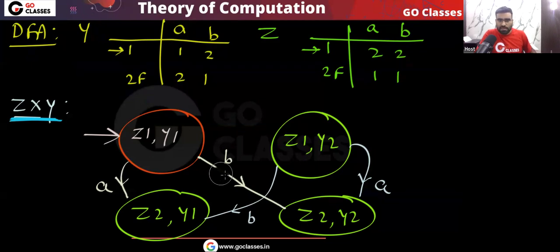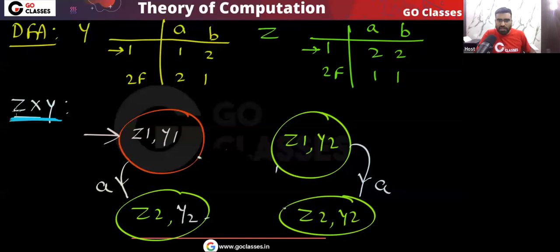Just to save effort, let me call it Z2 Y2, so that I don't have to redo it, and let me call the other one Z2 Y1. Now you can see it will happen like this.